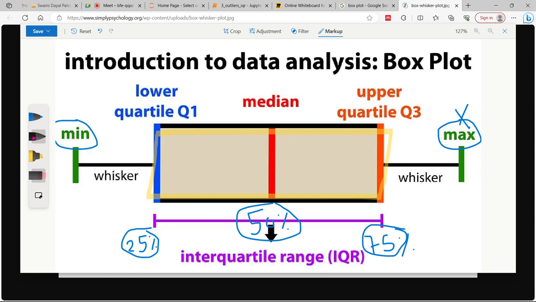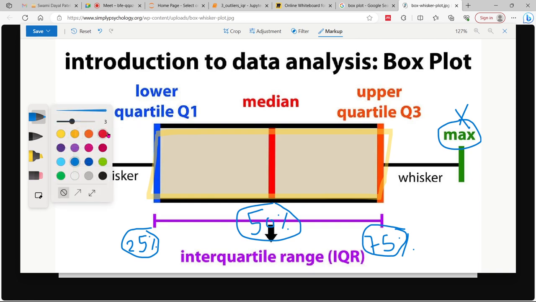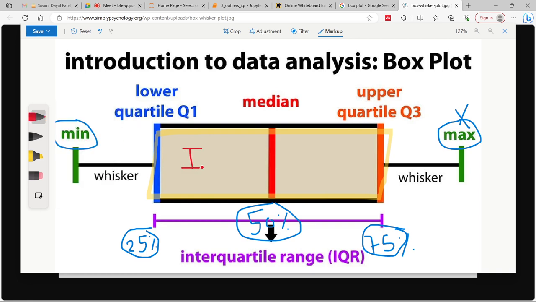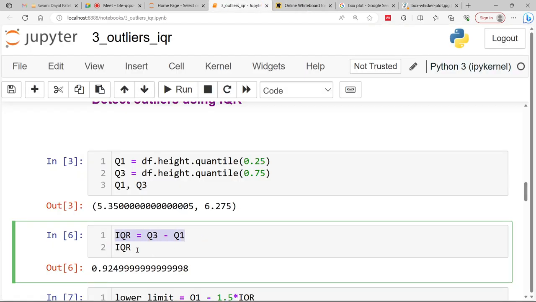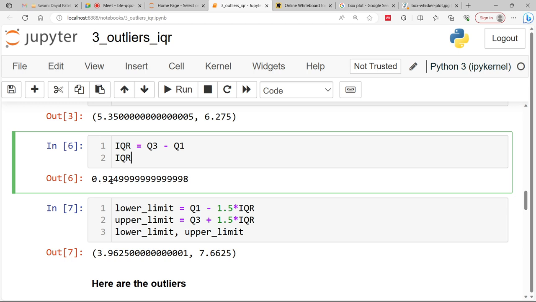You can see this is the IQR box where we have these values. And here we have the lower quartile and the upper quartile, right? Once I get the difference between Q3 minus Q1, I'll get the range of this IQR, interquartile range. So this is IQR, Q3 minus Q1. You can see this is 0.925 something.